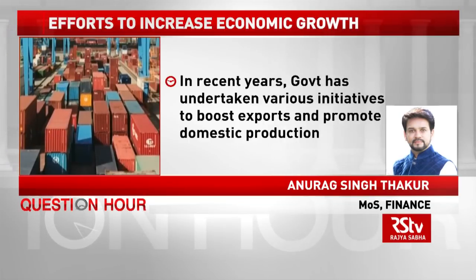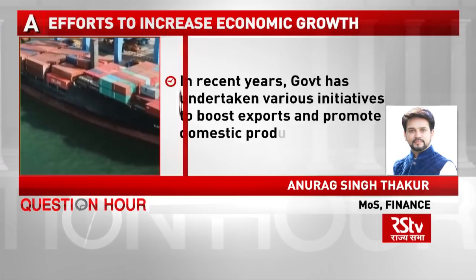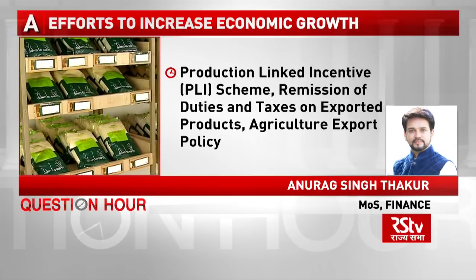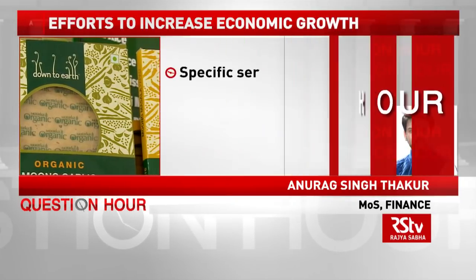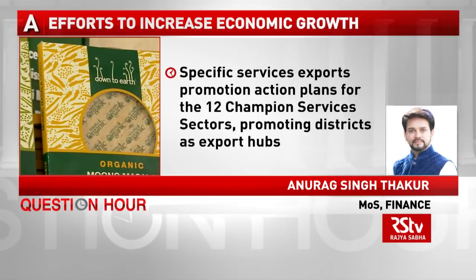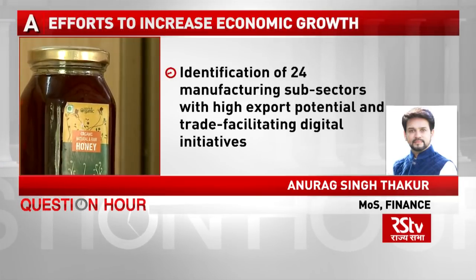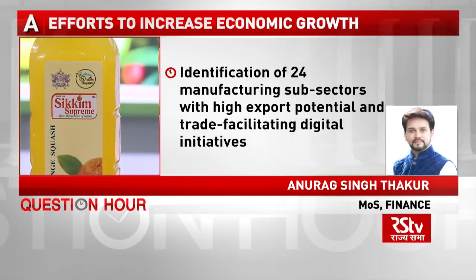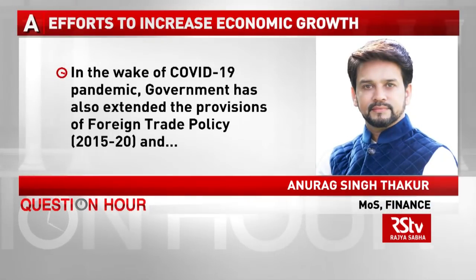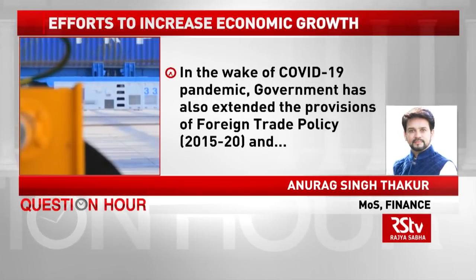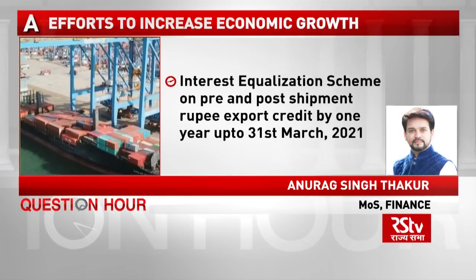In recent years, the Government of India has undertaken various initiatives to boost exports and promote domestic production, which include the Production-Linked Incentive Scheme or the PLI scheme, the remission of duties and taxes on exported products, which is the RoDTEP scheme, a comprehensive agriculture export policy, specific service exports promotion action plans for the 12 champion services sectors, promoting districts as export hubs, identification of 24 manufacturing subsectors with high export potential, and trade facilitating digital initiatives like the Common Digital Platform for Certificate of Origin. In the wake of the COVID-19 pandemic, the government has also extended the provisions of the Foreign Trade Policy 2015-2020 and the Interest Equalization Scheme on pre- and post-shipment rupee export credit by 1 year up to 31st of March 2021.